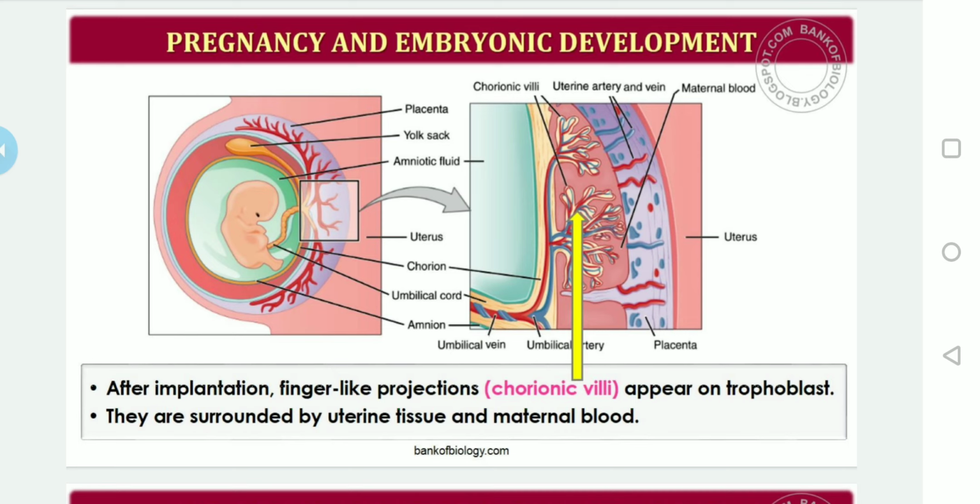The umbilical veins are given in red color. The umbilical arteries are indicated in blue. Then the placenta, uterus, and the supply of maternal blood you can also identify. The chorionic villi, uterine artery and veins, isn't it? So this is the structure enlarged. They are also given on the right side. I hope you can identify.